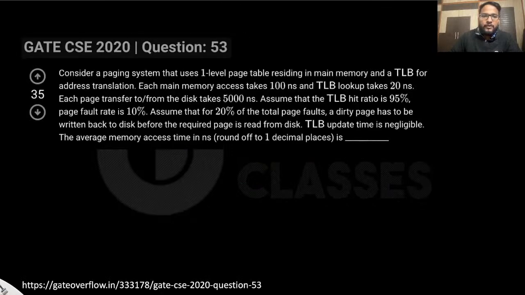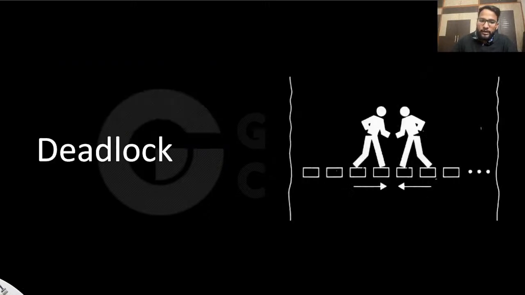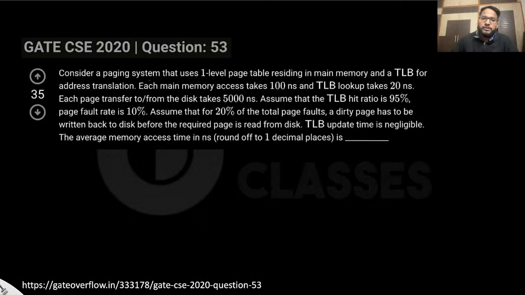I think there was one question that we wanted to solve yesterday. That question is from GATE 2020. So let's solve this question, and then we will probably move to today's topic, which is deadlock. What they are saying is: consider a paging system that uses a one level page table. So the page table is only one level, which means this is a flat page table.